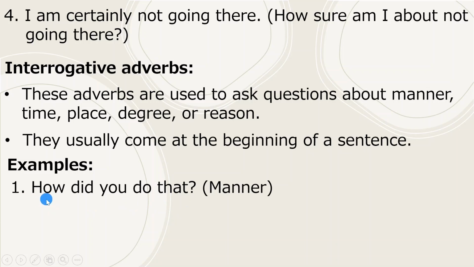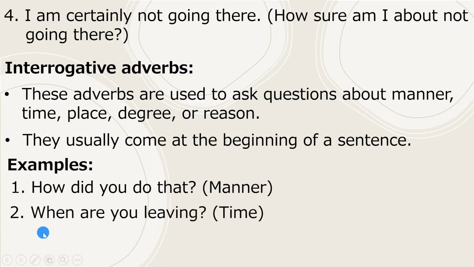So the word how is an interrogative adverb because it is asking about the manner in which something was done. Like someone has just fixed a phone that was not working, and you are surprised and want to know the manner. Then you say, how did you do that? So how becomes an interrogative adverb. Then number two, when are you leaving? This when is used as an interrogative adverb. It is trying to find out about the time.